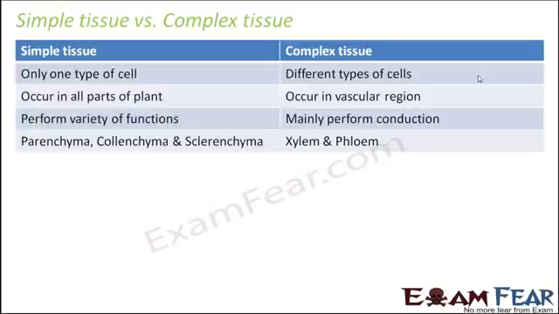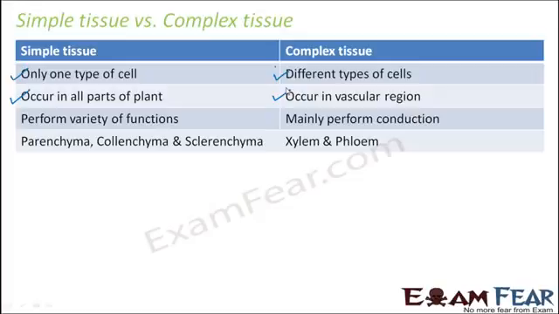Just to wrap it up, we will quickly have a look at the differences between simple tissue and complex tissue. Simple tissues were quite simple. They were made up of one type of cell, that is similar cells, whereas complex tissue is made up of different types of cells. Simple tissue occurs in all parts of the plant, whereas complex tissue occurs only in the vascular region, because when we talk about simple tissues, we are talking about parenchyma, collenchyma, sclerenchyma. So they are present almost everywhere.